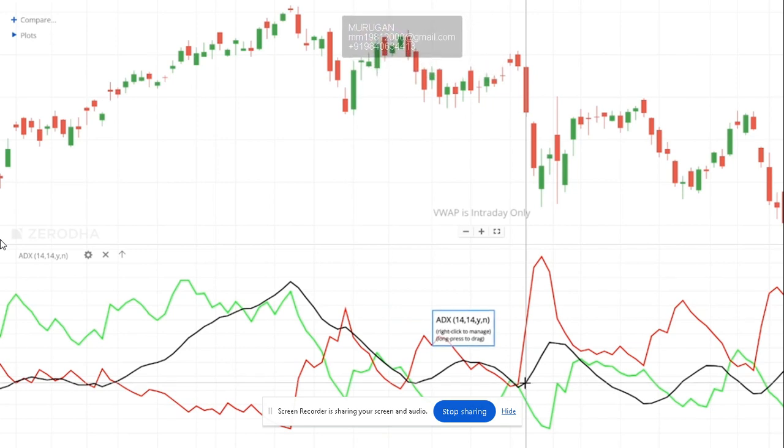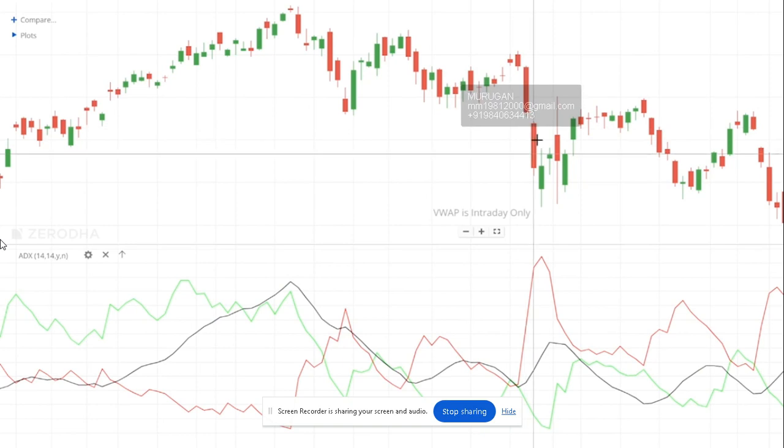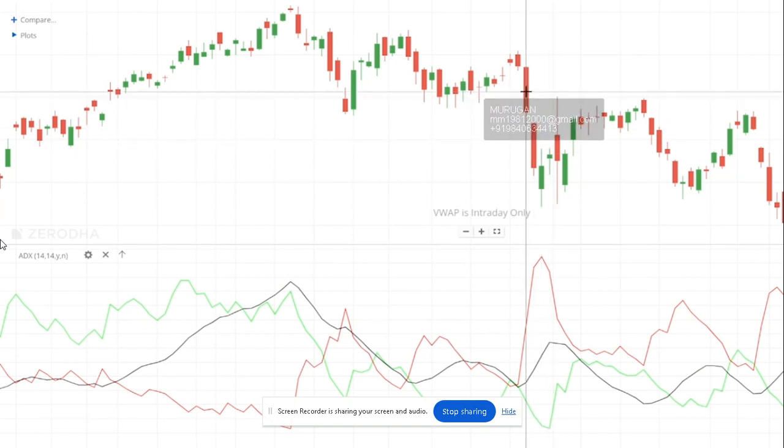ADX is reversing, and the red line is above the green line. So that means the market is bearish. Now, ADX is reversing, so that means this is the time you can buy a put option. But once you buy a put option, it did not fall much, but it fell still.